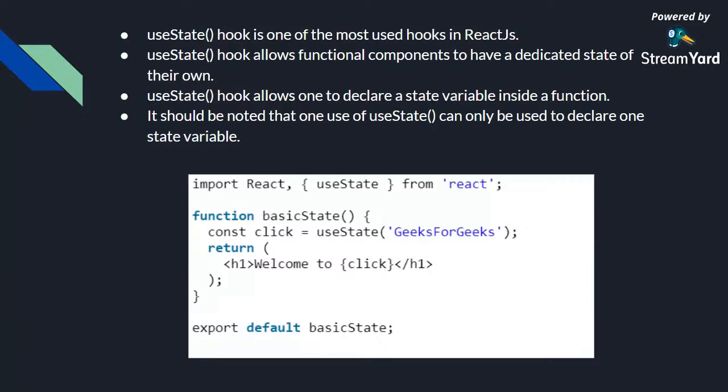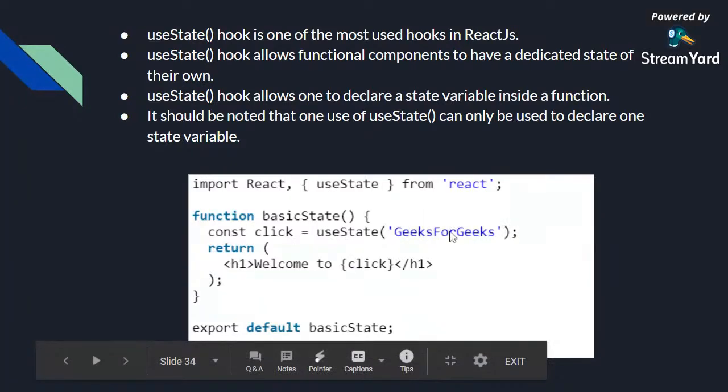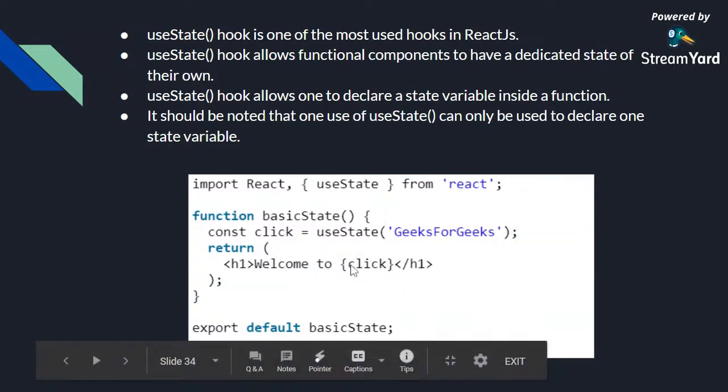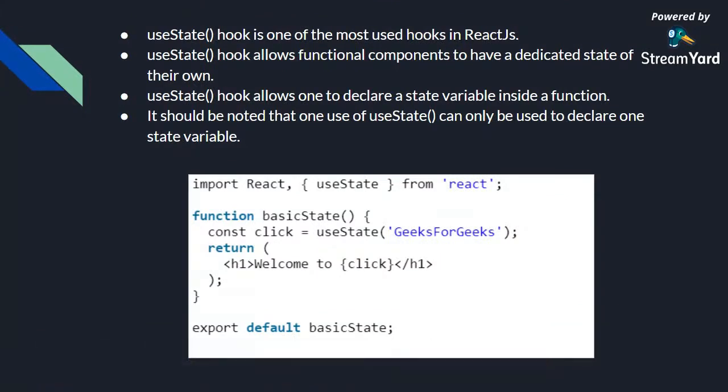So this is an example, as you can see, a code snippet to declare a useState hook. This is the functional component. In that, we are using const click equal to useState, and then we are passing some value to it, and then we are using it in the return, the h1 or the JSX area. So now this constant click becomes a state of this functional component, and we can use it as a normal state. Okay, so this is how we declare a useState hook in the functional component.